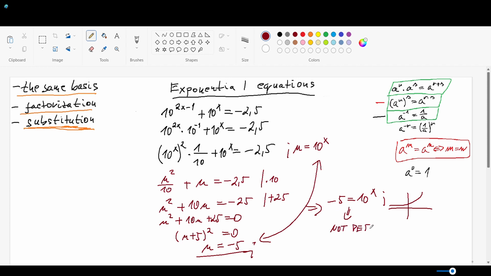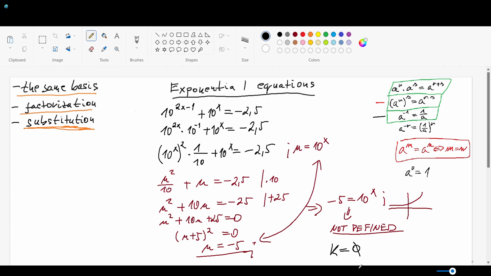Okay, so what is the conclusion then? Is there any x that is the solution of this equation? Yes, if you said no, then you're right, and it means that the set of our roots is equal to the empty set. So there is no solution for the equation 10 to the power of 2x take away 1 plus 10 to the power of x is equal to negative 2.5.